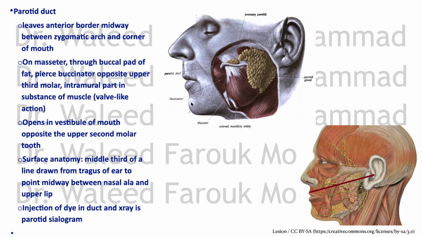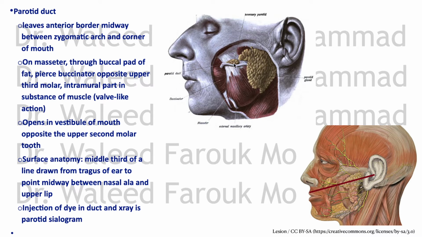Okay. Now, the parotid duct. Of course, ductules collect from all over the gland and form the parotid duct. Usually it's a single parotid duct that emerges from the anterior border, see? Midway, at the distance between the zygomatic arch and the line of the angle of the mouth, midway. It passes anterior, of course, and it will find itself on the masseter.